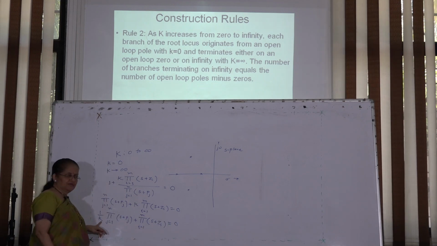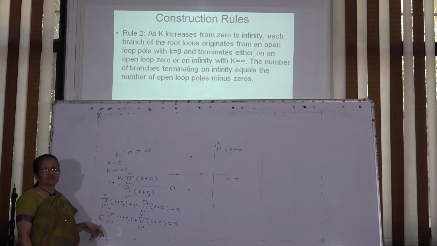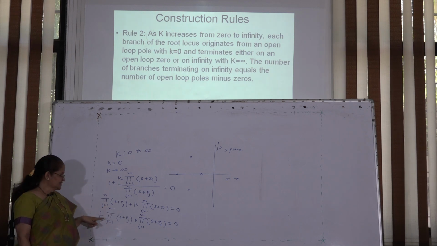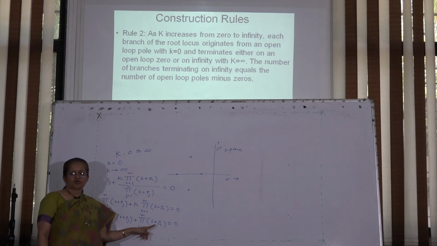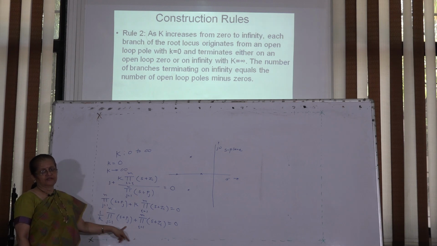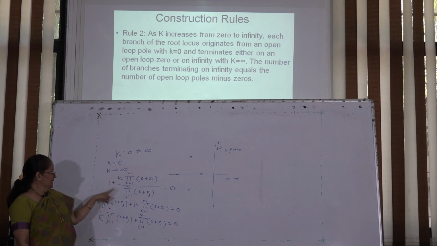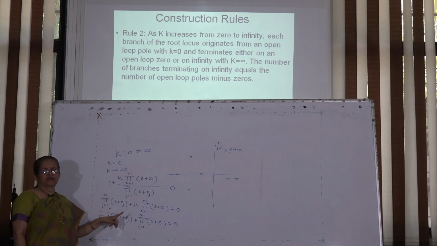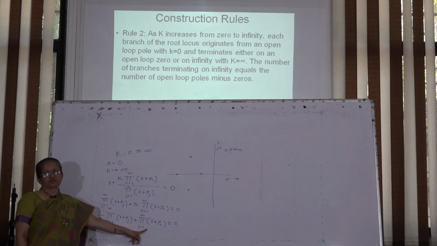Now, k tends to infinity. So, k tends to infinity means 1 upon k tends to 0. So, what we will get? This term will vanish. As this term will vanish, what is remaining? Only zeros. So, branch will terminate at 0 when k tends to infinity. So, the rule says that when k is 0, branches will start at open loop poles. When k tends to infinity, branches will terminate at open loop zeros.